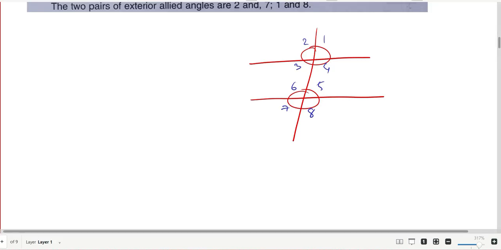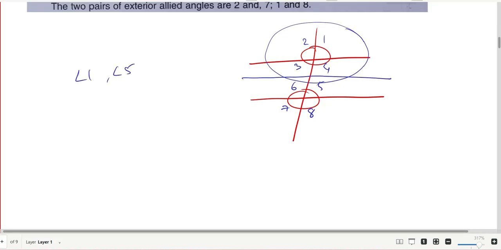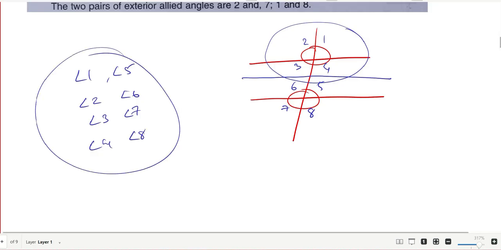Suppose I cut it in the middle and this part I drag down, trying to overlap it on the second one. In such cases, what angles will coincide? That means angle 1 and angle 5 coincide, and angle 2 and angle 6, and angle 3, angle 7, angle 4, angle 8. These are said to be corresponding angles. Likewise, you need to remember.